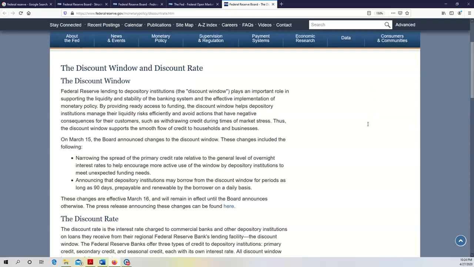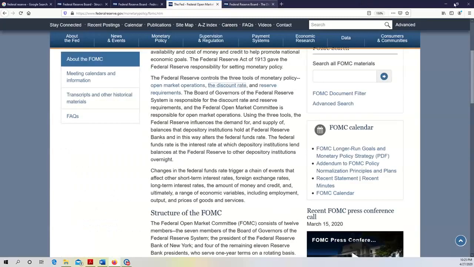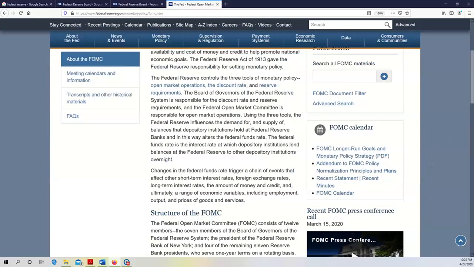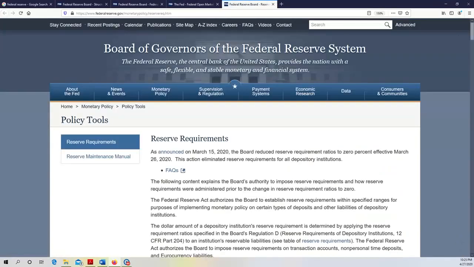So discount rate is just a special type of interest rate. It is the interest rate the borrowing commercial bank needs to pay the central bank for the cash it borrows. Okay. Another tool is called a reserve requirement.